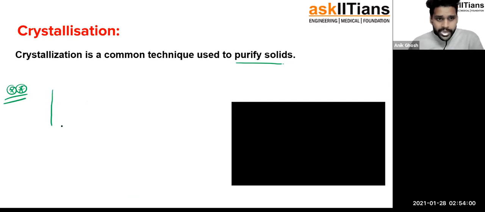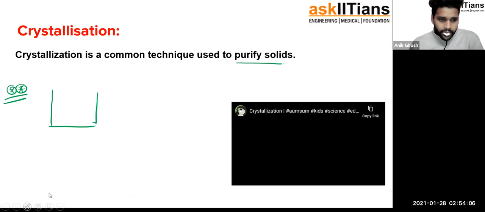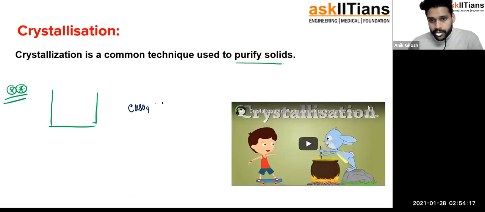When you take a solution, take a beaker. Okay, just think about it. You're just taking a beaker, and in there you have taken water and copper sulfate. So you have taken copper sulfate and water. What would be the color of the solution? The color of the solution would be something like this.